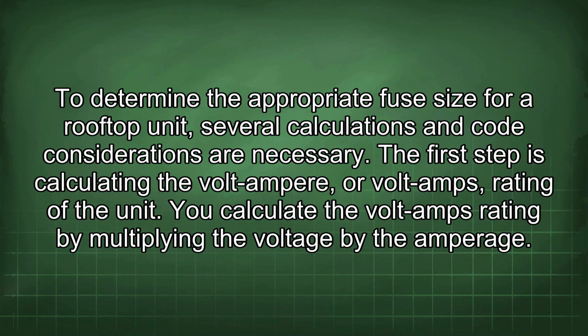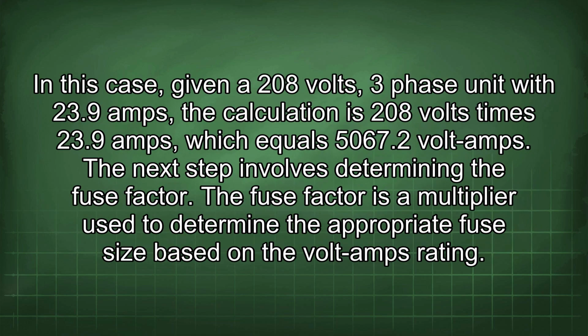To determine the appropriate fuse size for a rooftop unit, several calculations and code considerations are necessary. The first step is calculating the volt-ampere, or volt-amps, rating of the unit. You calculate the volt-amps rating by multiplying the voltage by the amperage. In this case, given a 208 volts, three-phase unit with 23.9 amps, the calculation is 208 volts times 23.9 amps, which equals 5067.2 volt-amps. The next step involves determining the fuse factor.